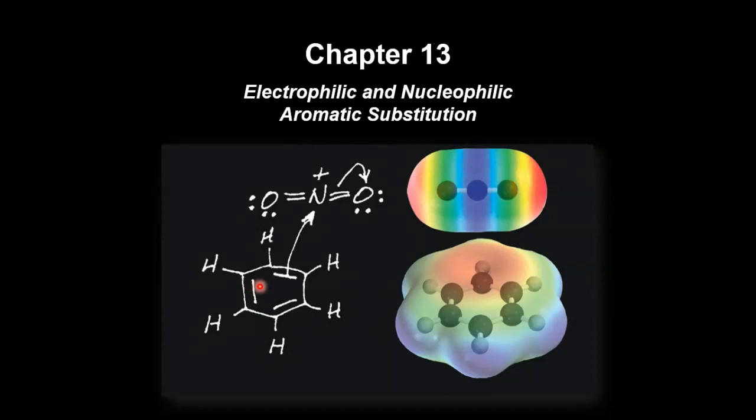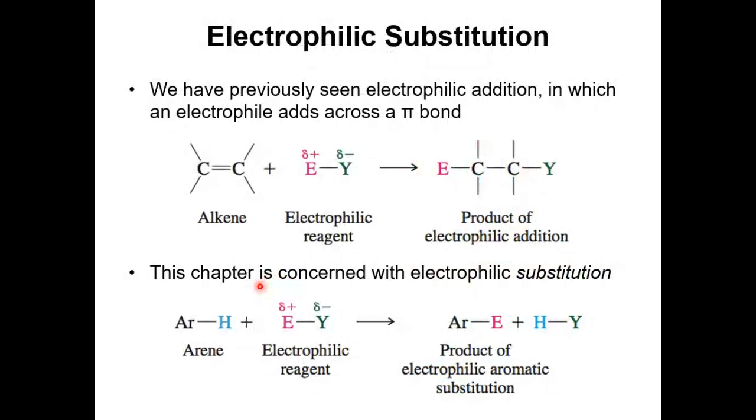If you just look at this structure alone, you expect a cyclic triene, right? So 3 double bonds. And from what we learned in organic 1, I hope you recall, alkenes have a characteristic reaction with electrophilic reagents. The electrophilic reagent has 2 fragments: one is the electrophilic part, one is the nucleophilic part. So we call it delta plus, delta minus.